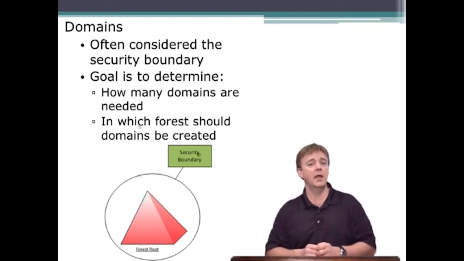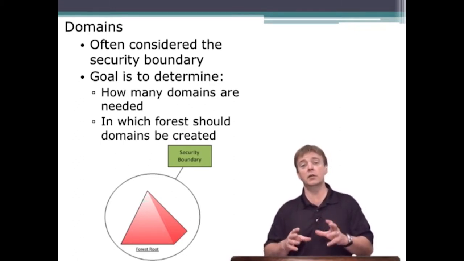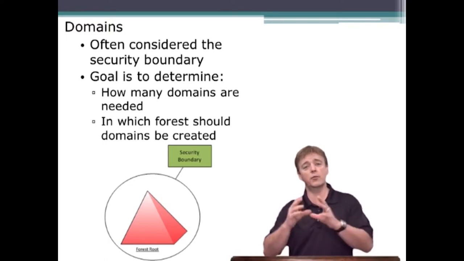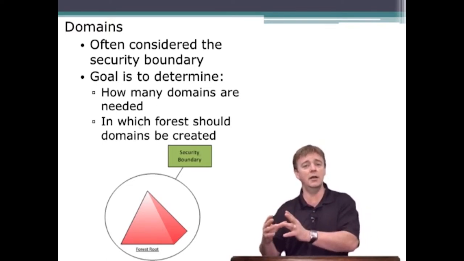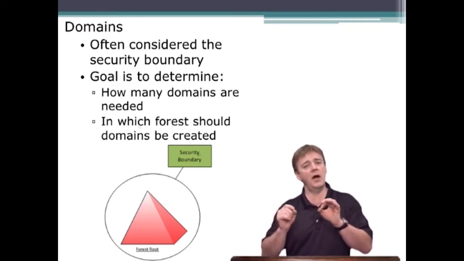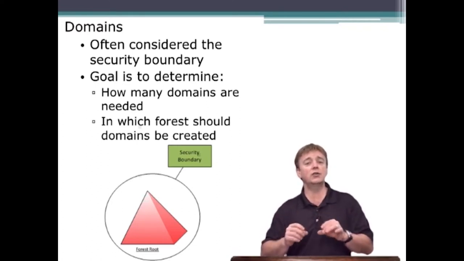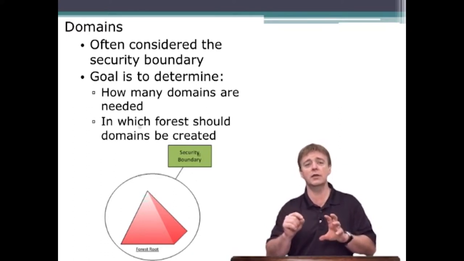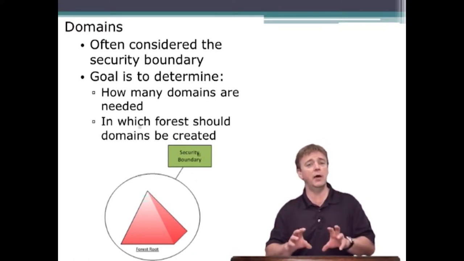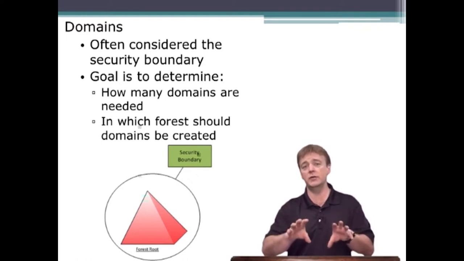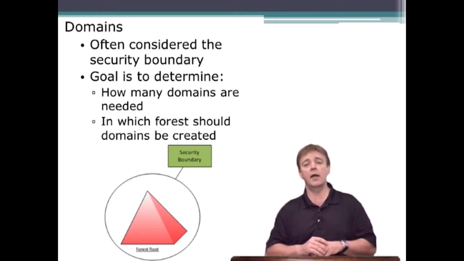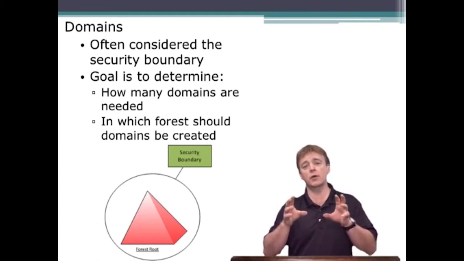connectivity. If I have a company that really does have a presence in, say, North America, a presence in Europe, a presence in Asia, but I don't have high-speed connectivity, I certainly don't want to have to worry about replication traffic going across those slow links. So I might partition my network now into different domains for each continent because of WAN connectivity. And so that makes sense because now we can control replication.